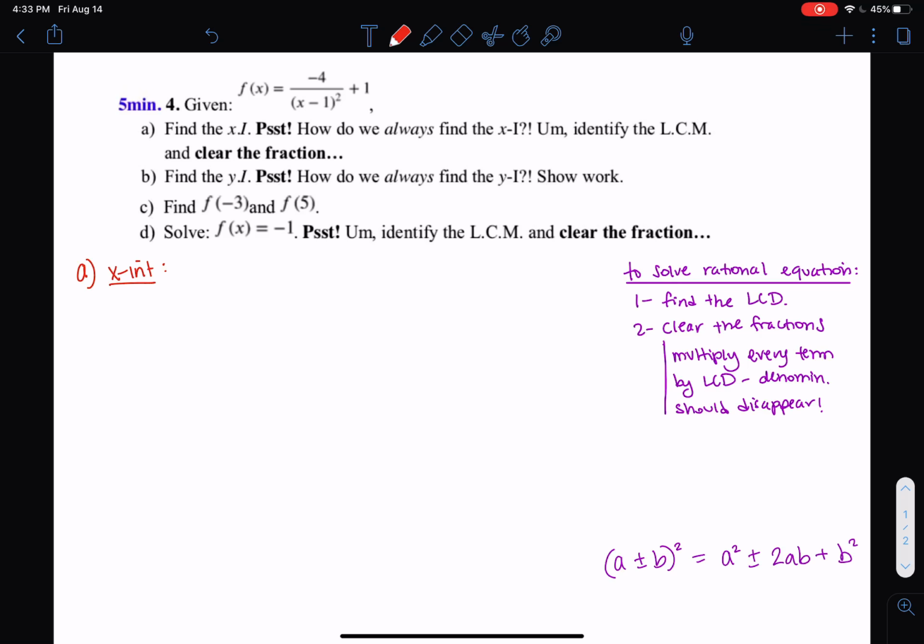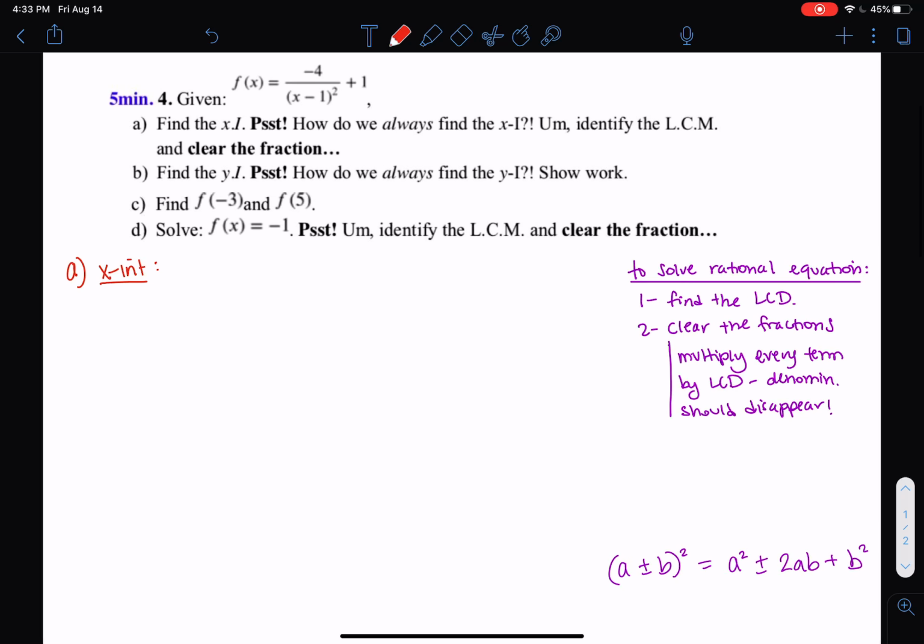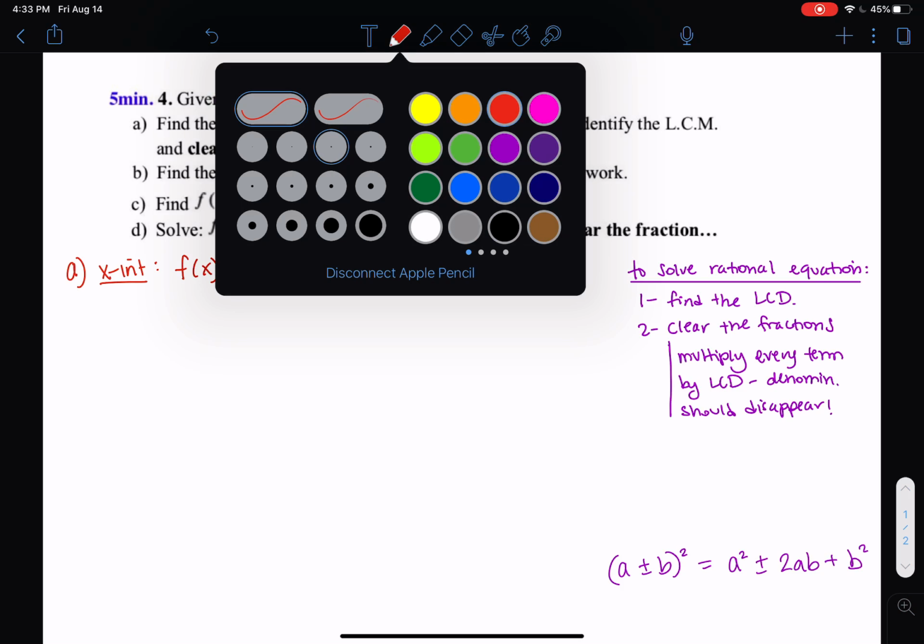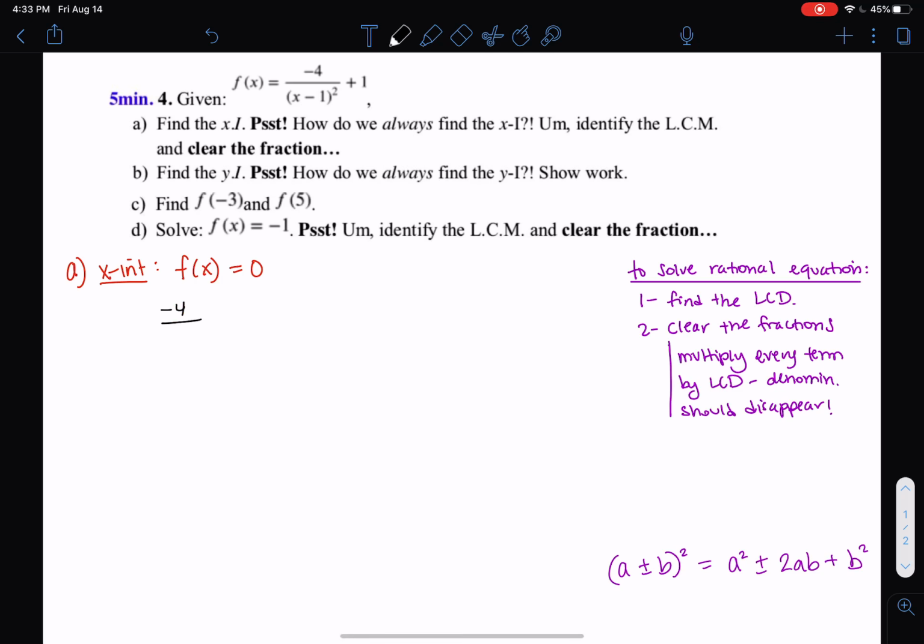On your homework, you will write x-intercept, and you will write this first step. To find the x-intercept, we set the function equal to 0. In our next step, we can substitute the function. The function is -4 over (x minus 1) squared, plus 1, and that's now set equal to 0.